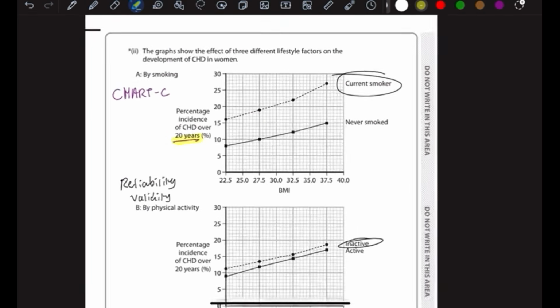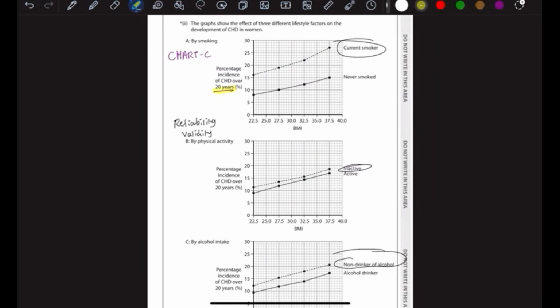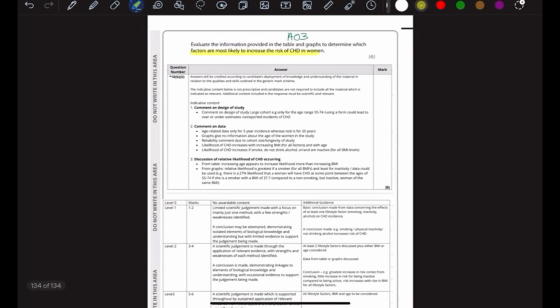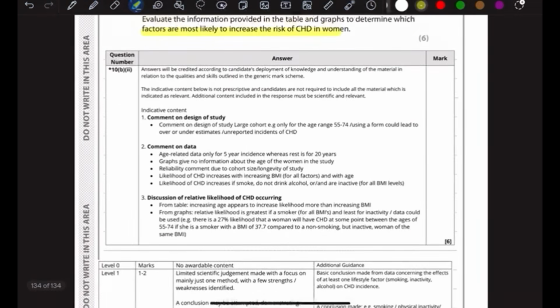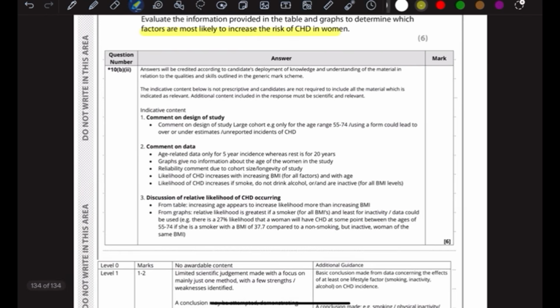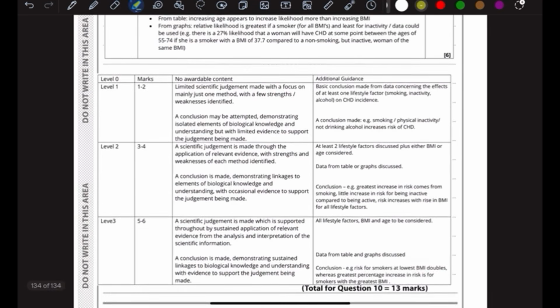Whereas if we look at the graphs, smoking quite clearly has the most difference between the groups. So just mention stuff like that. And you can see all of that's backed up by the mark scheme. We talked about study design. We talked about data. Then we related it back to the question. We talked about the risk of CHD. So whenever you're getting an evaluation question, I really hope this made sense, those are the kind of things that you want to do to maximize your chance of getting the marks.